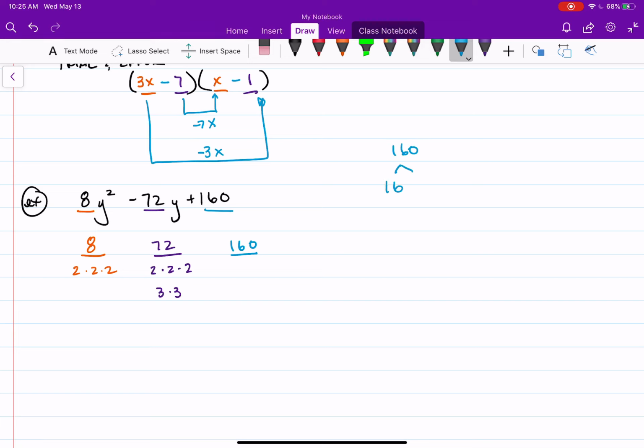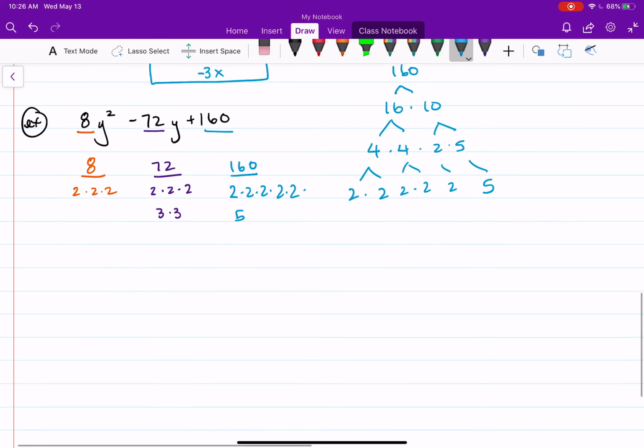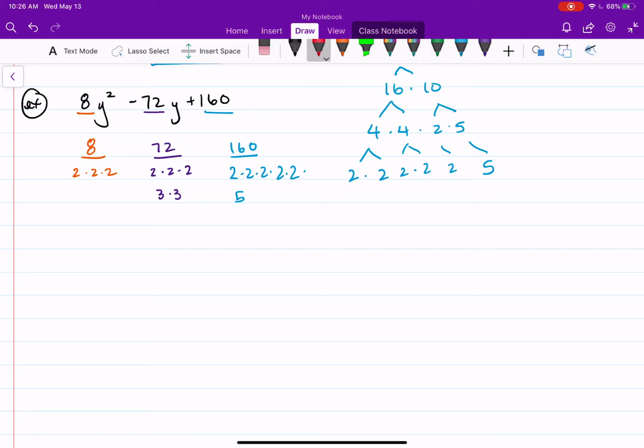I know it's 16 times 10 because it ends with 0. So this goes to 4 and 4. This goes to 2 and 5. 2 times 2, 2 times 2, 2 and 5. So this is going to be 2 times 2 times 2 times 2 times 2 times 5. Okay?